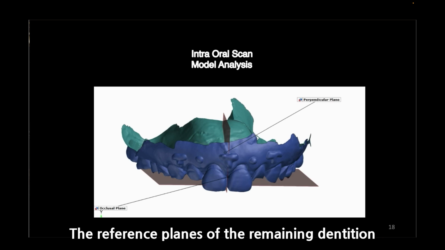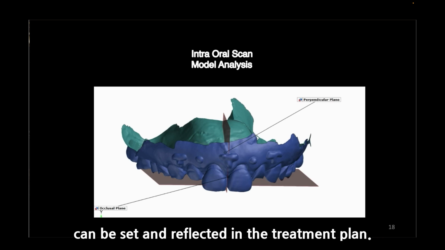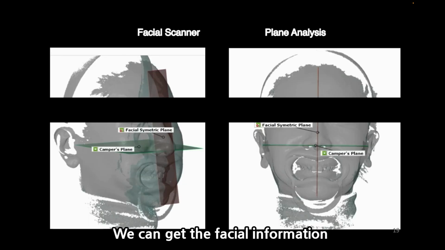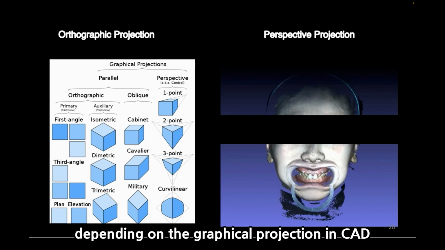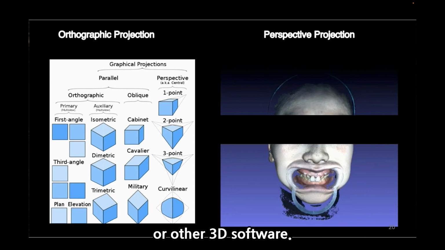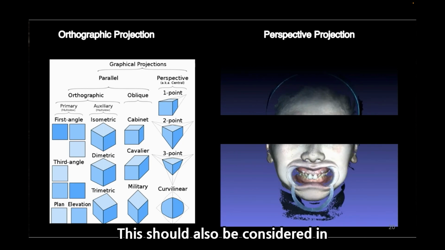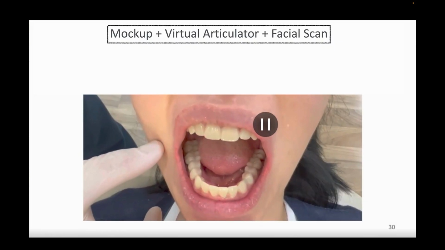The reference planes of remaining dentition can be set and reflected in the treatment plan. We can get facial information such as midline and occlusal plane. We can determine the occlusal plane using a facial scan with the Camper plane. Be careful as it can look different depending on the graphical projection in CAD or other 3D software. This should be considered in smile design using 2D photos.